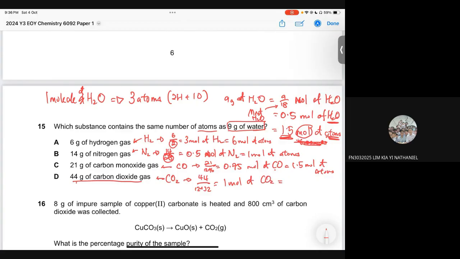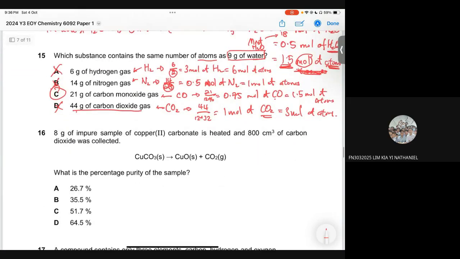This one here, you must multiply by 3 because it's CO2. One CO2 contains 3 atoms. So I got 3 mole of atoms here. So therefore, D cannot be the answer. B is not, A is not, answer will be C. Okay. Next one, question 16.